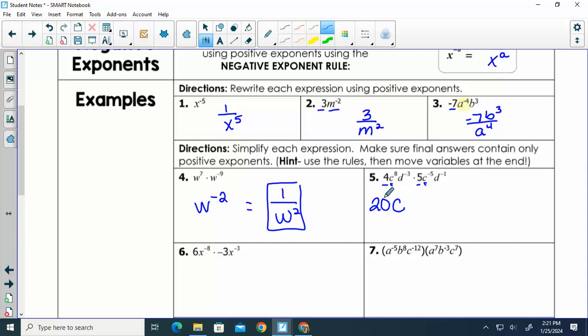All right, then my d's. D to the negative 3 times d to the negative 1. So negative 3 plus negative 1. All right, so what moves on this one? The negative 1. Right? Yep, so the 20c to the third is on top. And on the bottom we get d to the positive 4. When you move it, the exponent becomes positive.